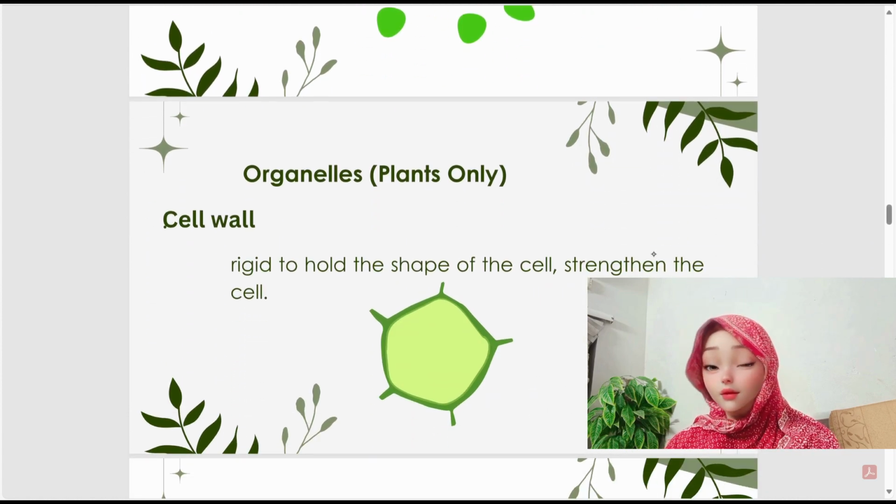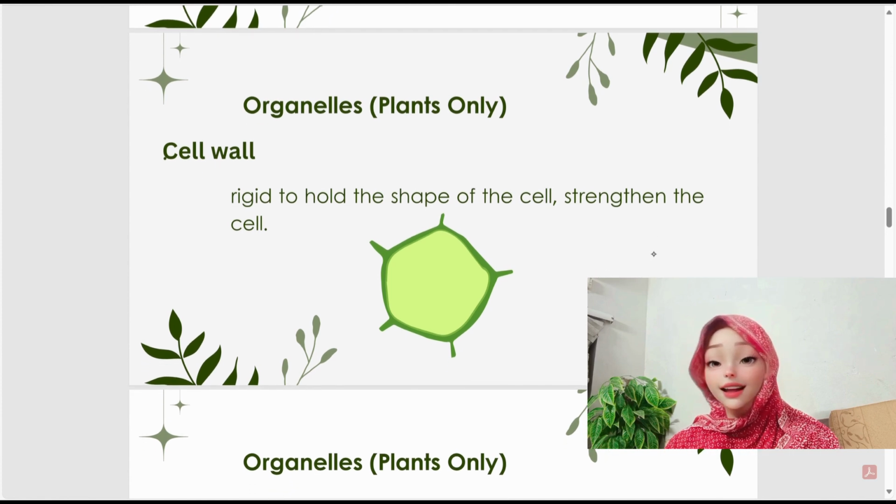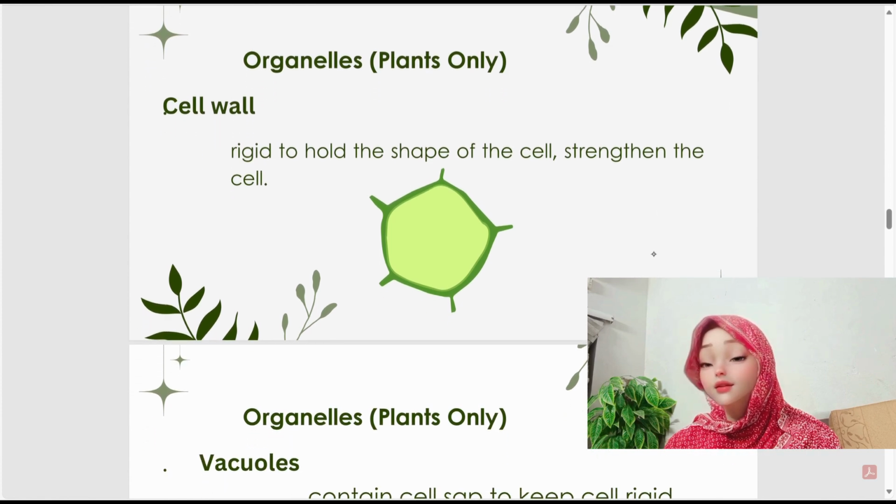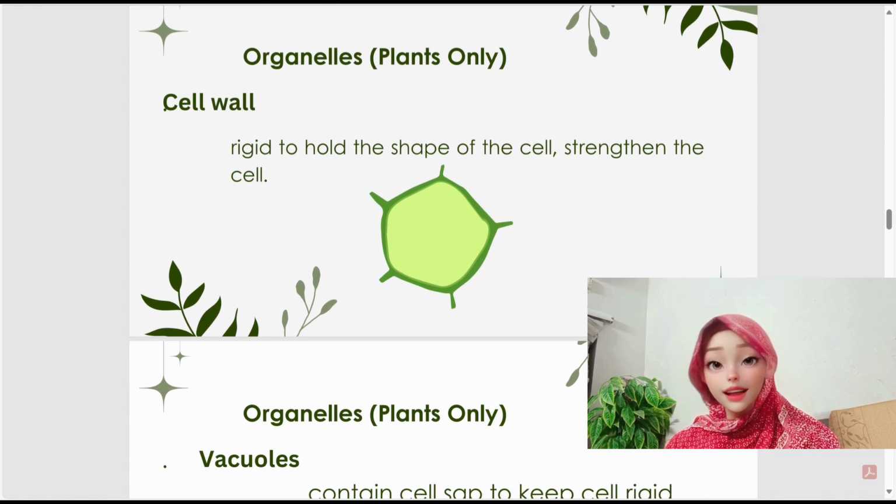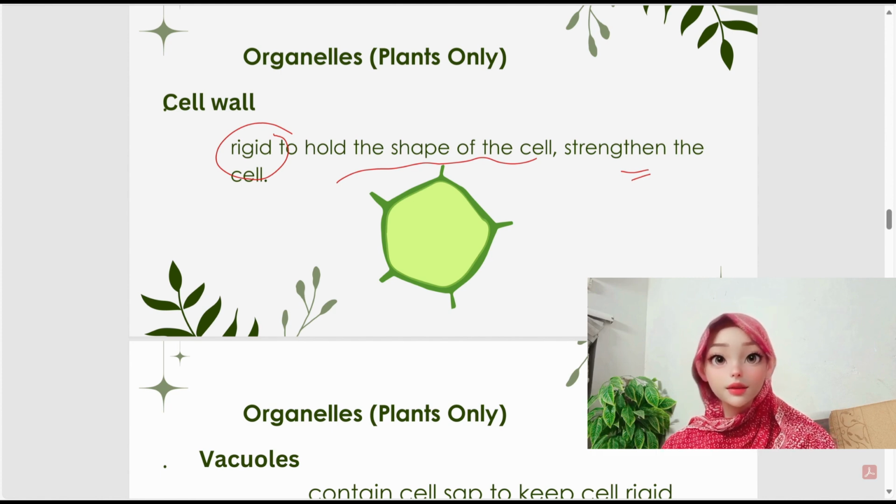Now these are the organelles of the plant cells. Plant cells also contain the cell wall. The cell wall is rigid and holds the shape of the cell, and it also strengthens the cell.